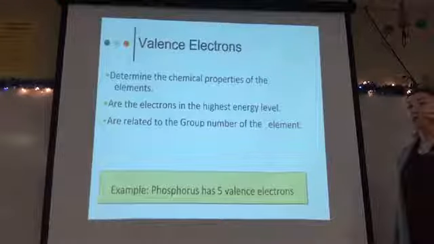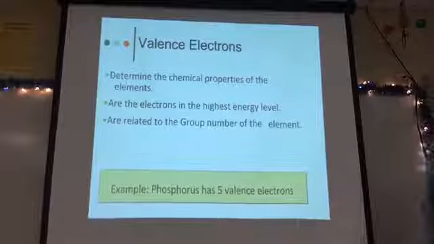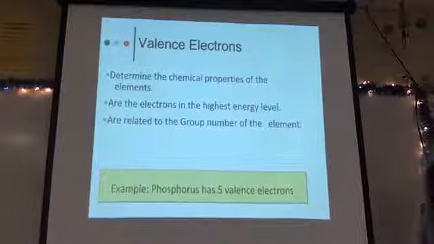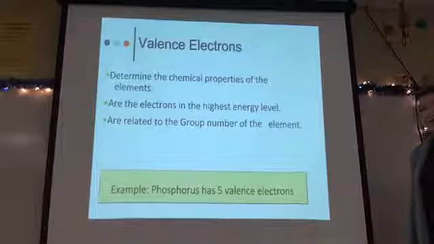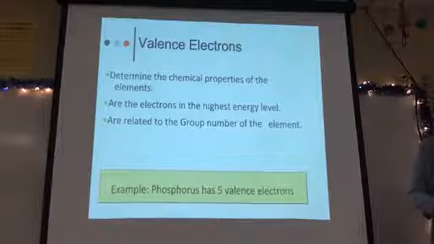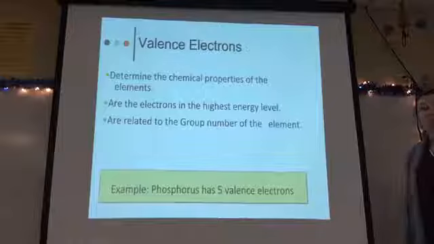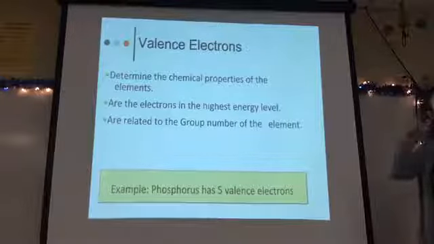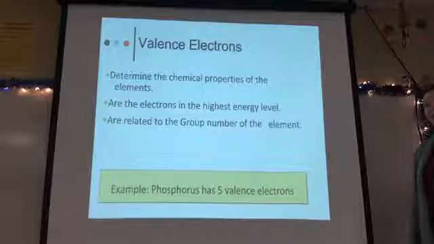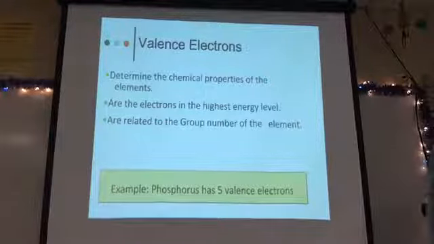Valence electrons will determine the chemical properties of elements. The core electrons do nothing. Well, for the most part, nothing. But we need to understand the valence electrons because they're the ones that help with bonding, help with the chemical properties, and determine what's going to happen in a reaction. These are those electrons in the highest energy level, and they are related to the group numbers.